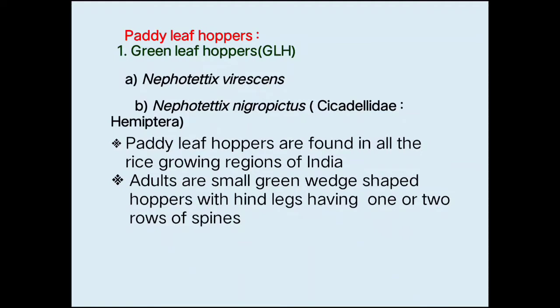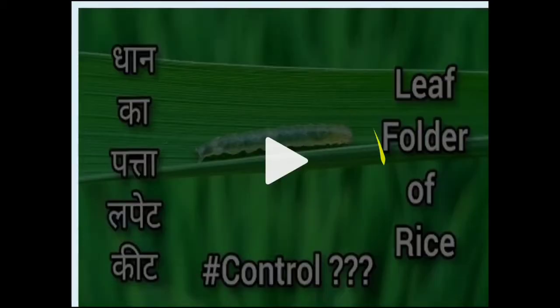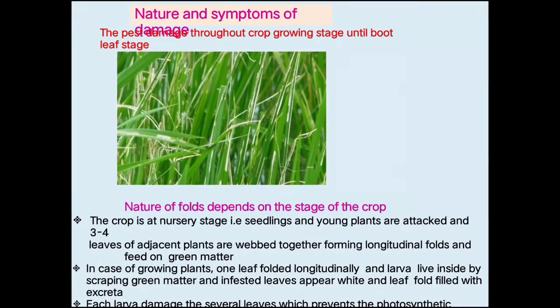spines. Here is one important thing: in the JRF or NET exam you will find this type of question, that two rows of spines are present in the hind leg of the insect. You have to remember this is the major characteristic of the paddy leaf hopper, that on the hind legs they have two rows of spines. So in JRF you will find this type of question.